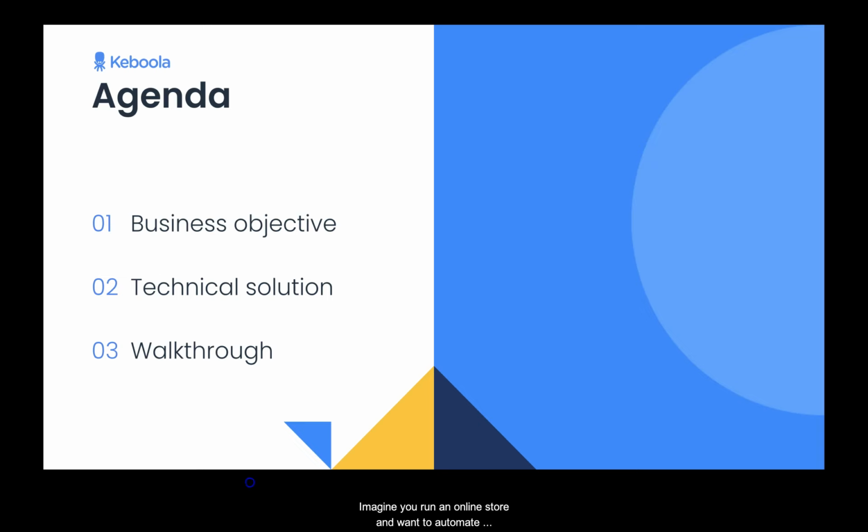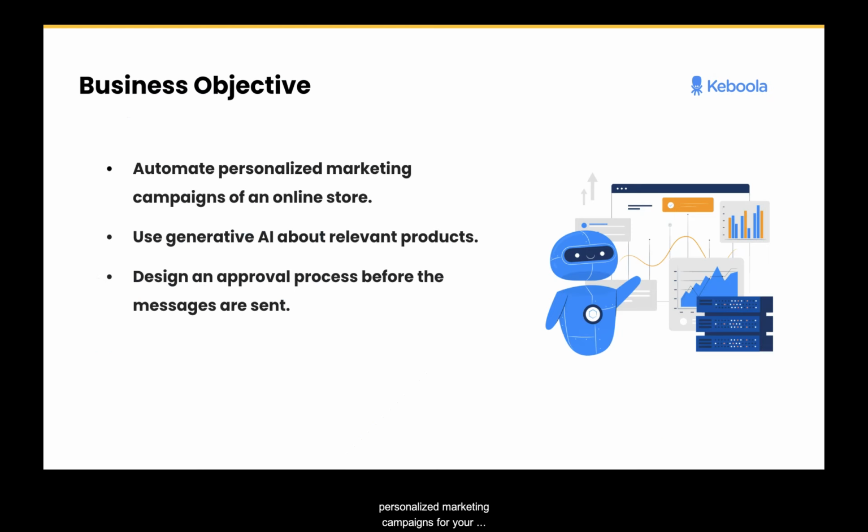So what's the use case? Imagine you run an online store and want to automate personalized marketing campaigns for your customers. In this example, the store operates on Shopify. We'll use customer and product data, process it with a generative AI tool to create personalized messages about relevant products, and automate the entire pipeline. However, to ensure accuracy, we'll include a step where someone can review and approve the messages before they're sent.